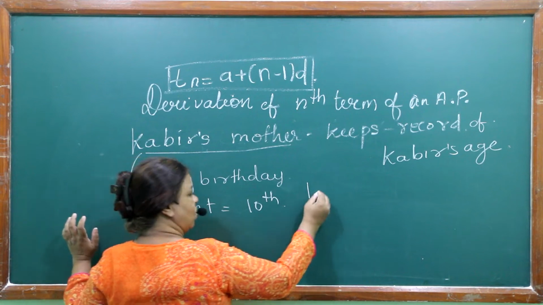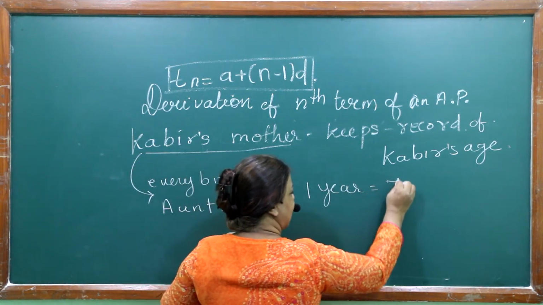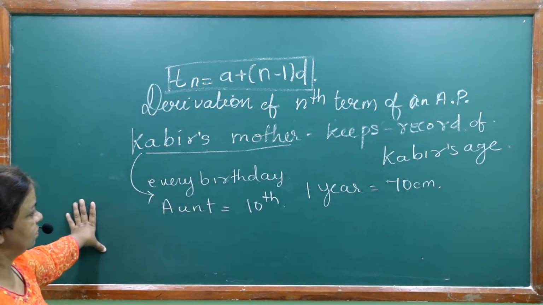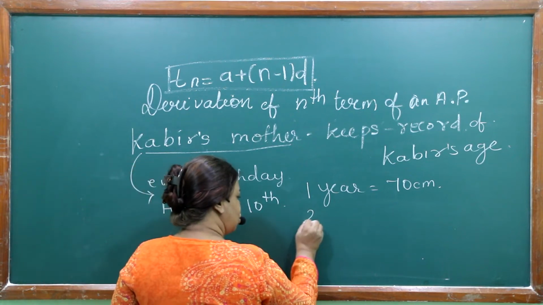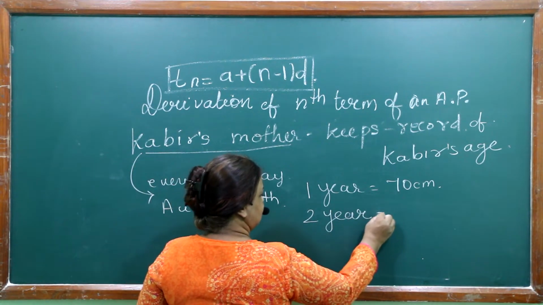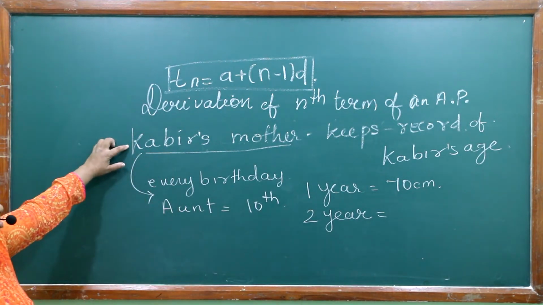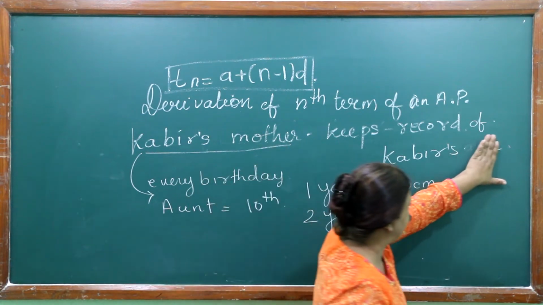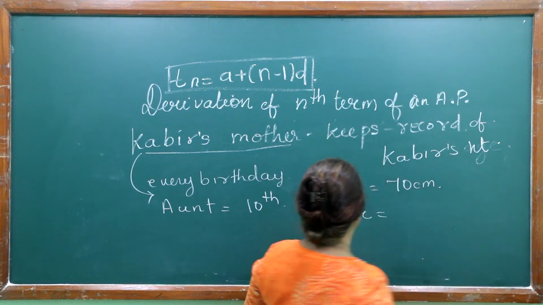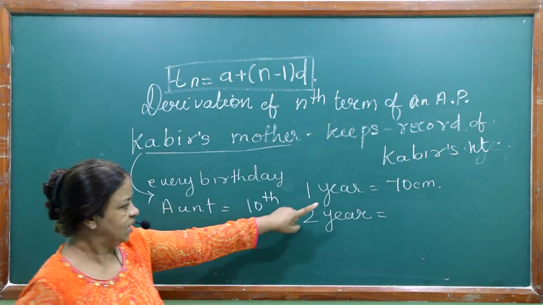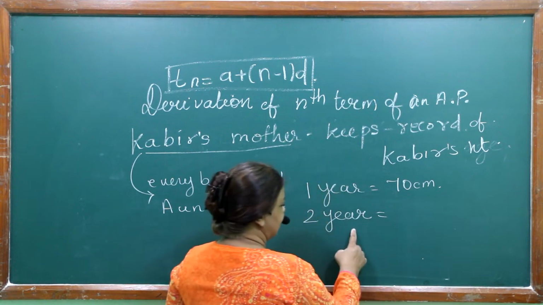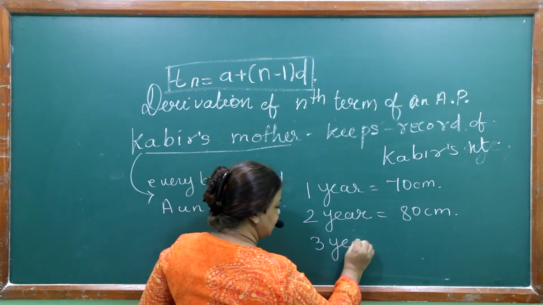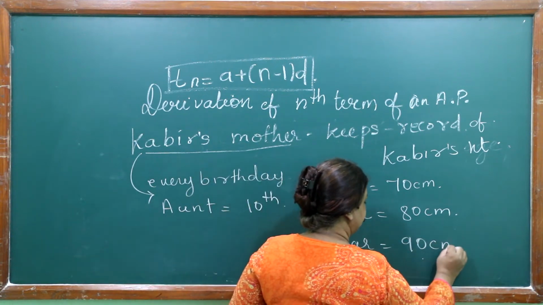I'm sorry if I said age. Kabir's mother keeps the record of Kabir's height. When Kabir was 1 year, his height was 70 centimeter. And when he was 2 years, it was 80 centimeter. And when he was 3 years, it was 90 centimeter.